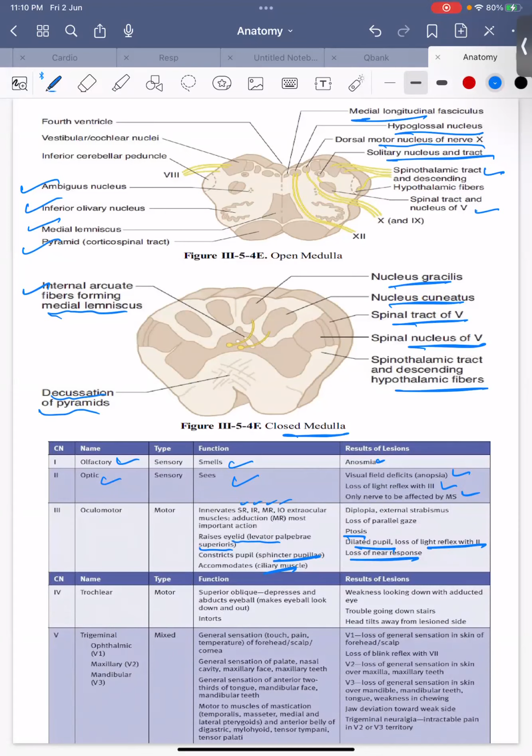Trigeminal, we have the trigeminal first part, second part, third part. The first part is the ophthalmic, the second is the maxillary, and the third is the mandibular.